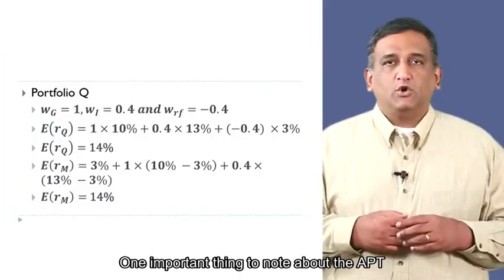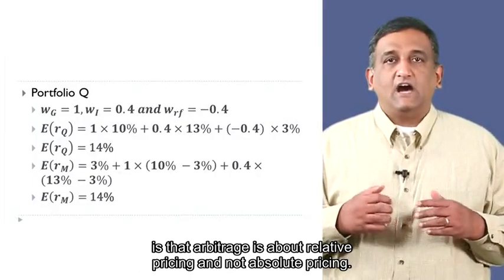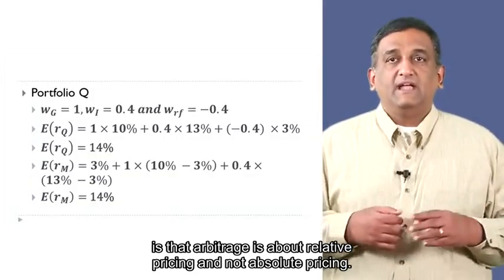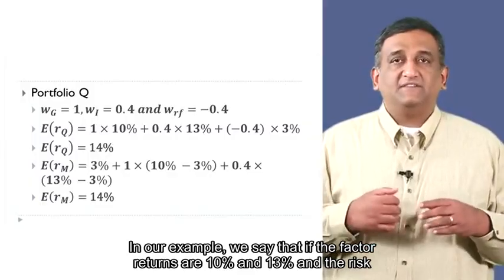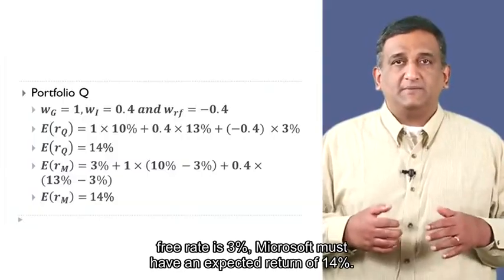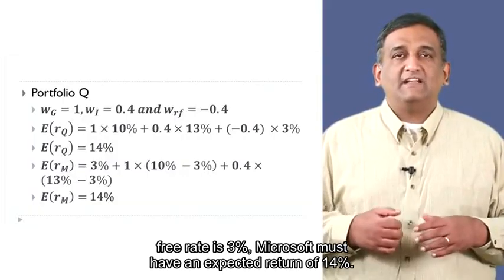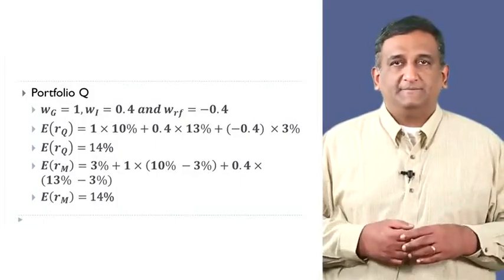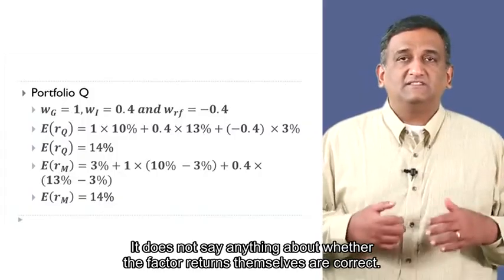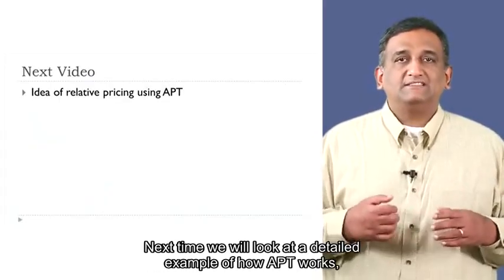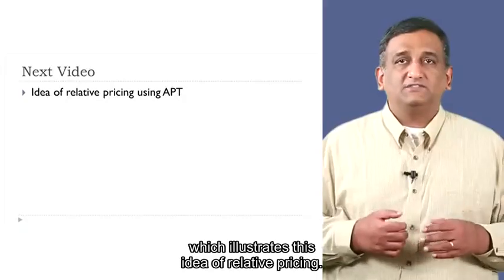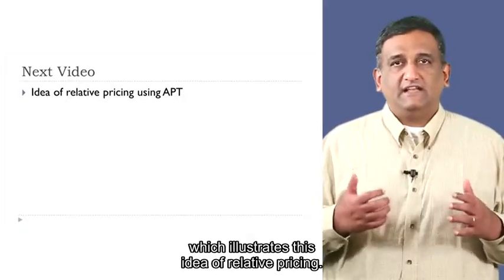One important thing to note about the APT is that arbitrage is about relative pricing and not absolute pricing. In our example, we say that if the factor returns are 10% and 13% and the risk-free rate is 3%, Microsoft must have an expected return of 14%. It does not say anything about whether the factor returns themselves are correct. Next time, we will look at a detailed example of how APT works, which illustrates this idea of relative pricing.